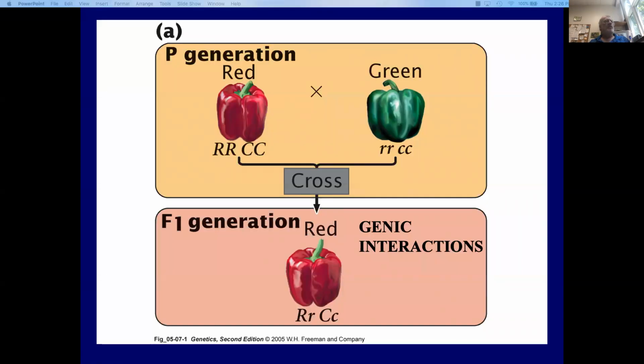So here we're going to look at genic interactions in determining the color of the fruit of bell peppers. This is not epistasis, but it just shows you that 2 genes are involved here. If we cross a homozygous dominant red pepper with a homozygous recessive green pepper, we get, of course, an F1 generation, all red ones, but they're heterozygotes, big R, big C, little c.